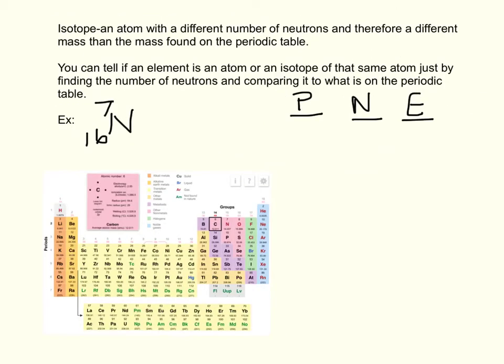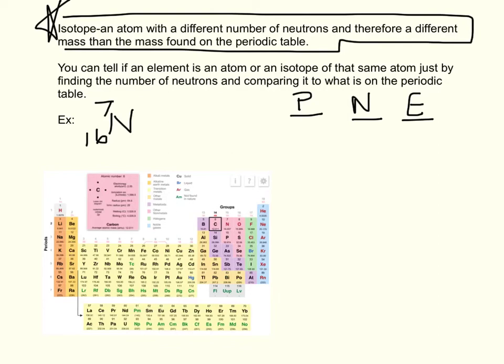Alright, let's look at isotopes. An isotope, and I want you to copy down the definition of an isotope, so I'm going to circle it, is an atom with a different number of neutrons, and therefore a different mass than the mass found on the periodic table. You can tell if an element is an atom or an isotope of the same atom by finding the number of neutrons and comparing it to the mass and the protons, what it says on the periodic table. Alright, so let's take a look at this example.